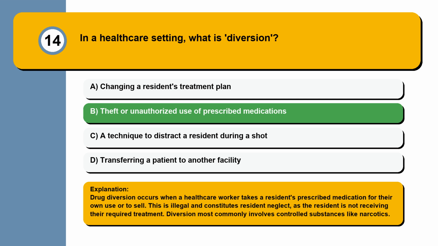Drug diversion occurs when a healthcare worker takes a resident's prescribed medication for their own use or to sell. This is illegal and constitutes resident neglect, as the resident is not receiving their required treatment. Diversion most commonly involves controlled substances like narcotics.